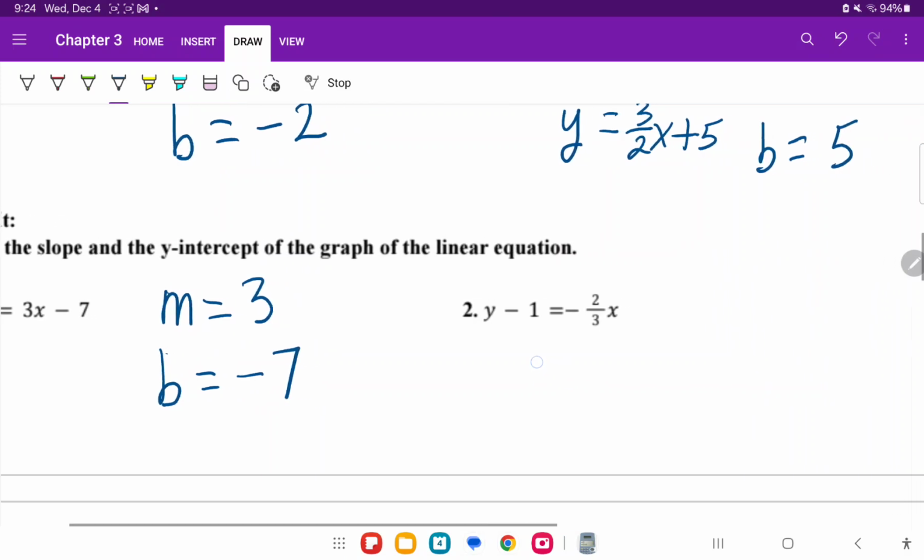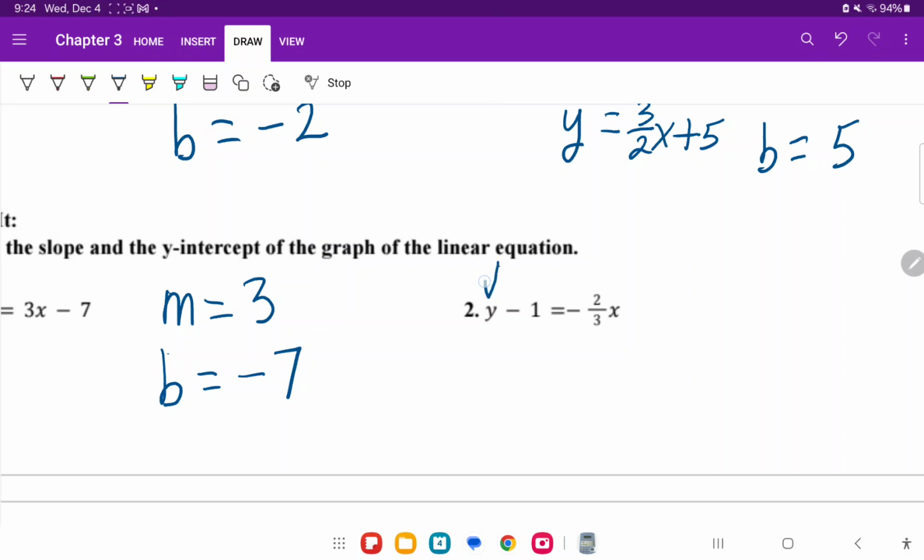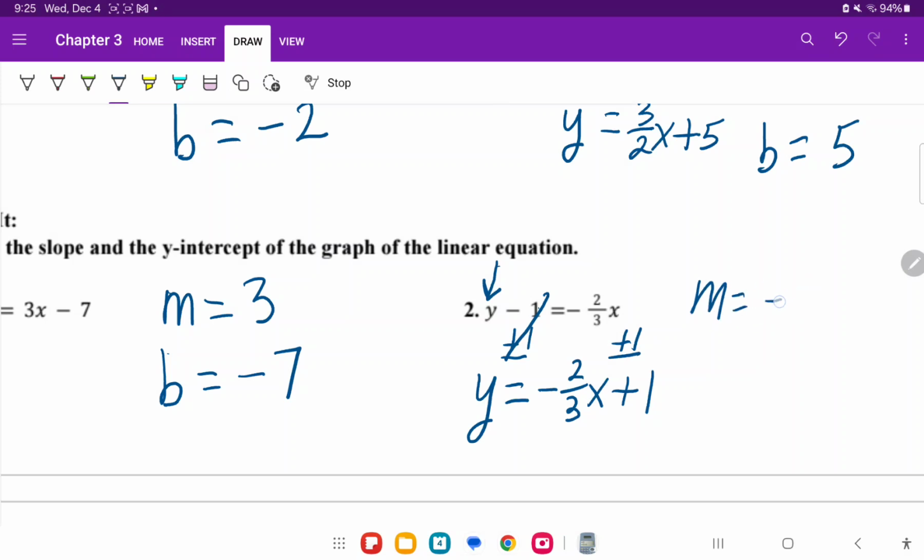And then on number 2, the y is not alone, right? Y has to be alone, so we have to add the 1 to both sides. So it cancels the 1 out. So y is equal to, bring down your -2/3 x, and then plus 1. Okay, so they're not like terms, so you can't combine them together. So our slope, therefore, is -2/3. And our intercept is +1, just like that.